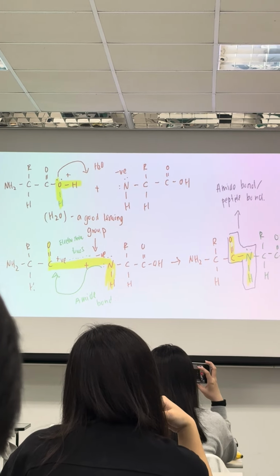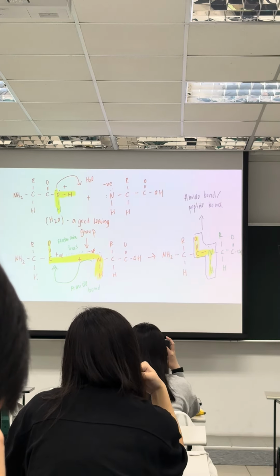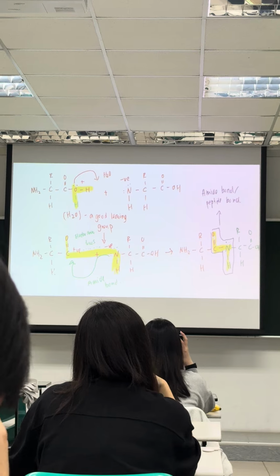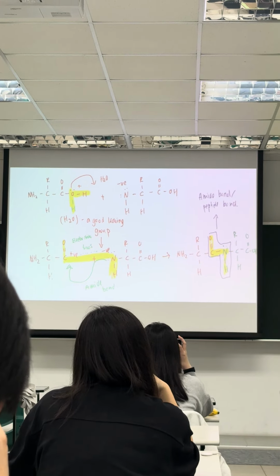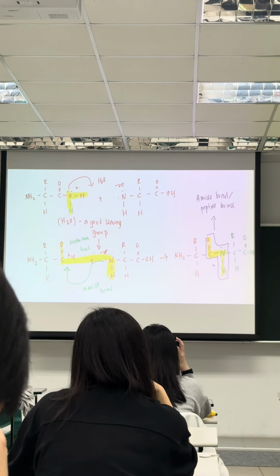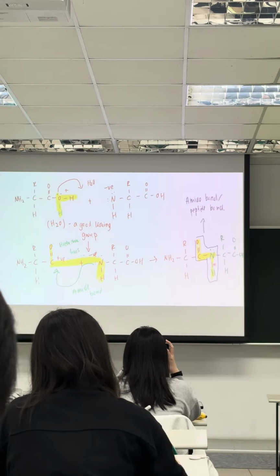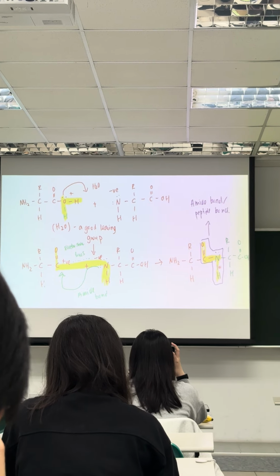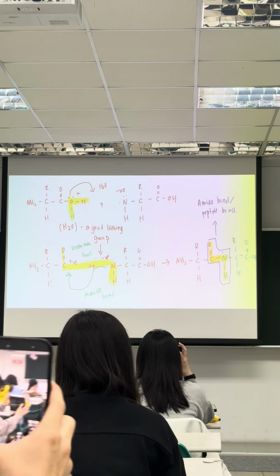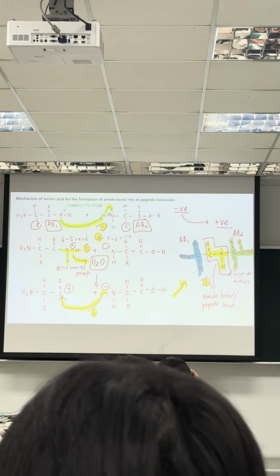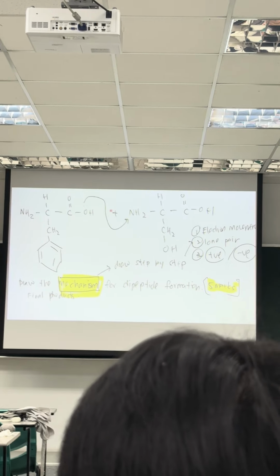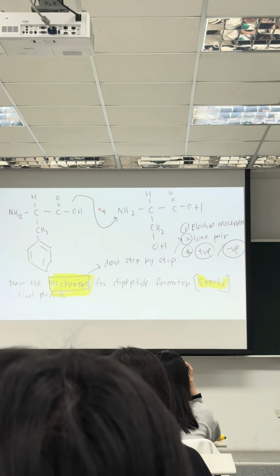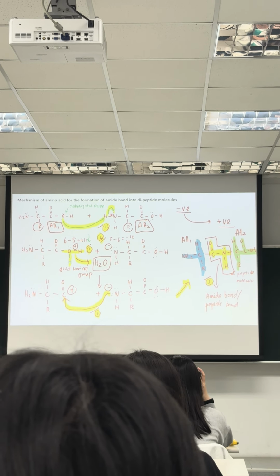So which attacks which, and how the peptide bond is formed, at this part. Please take note on this. Clear? Please make sure all the arrows are drawn. So I think we are done with this mechanism. You need to know how to draw the mechanism.